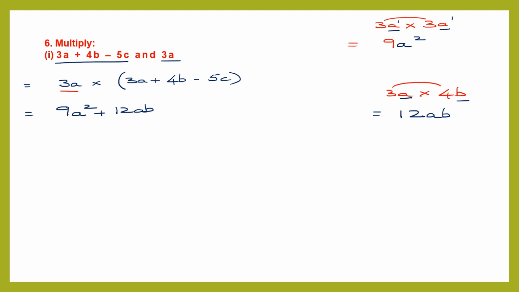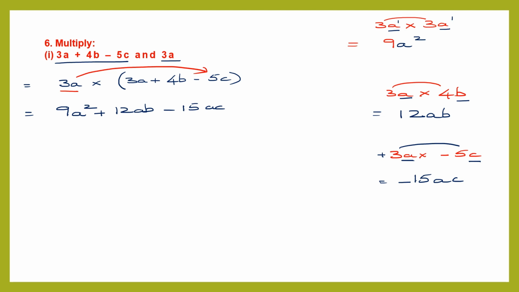Now we are going to multiply this with the third term. That is minus 5c. So 3a into minus 5c. So here it's understood as a plus sign. Plus into minus is minus. Multiply the numbers. 3 5s are 15. Now there's only one a and there's only one c. So that is minus 15ac. So this is our final answer. 9a square plus 12ab minus 15ac.